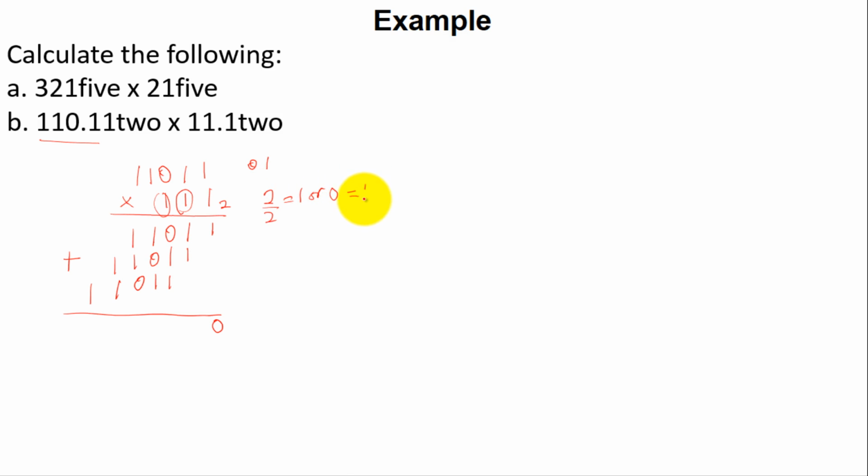This will automatically give me 10. It means 2 divided by 2 in this particular case will give me 10. What am I going to write? I'm going to write 0 here. Then take 1 to the next one. Here I take this 1 to this place now.